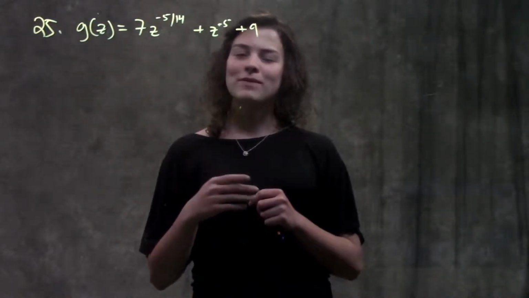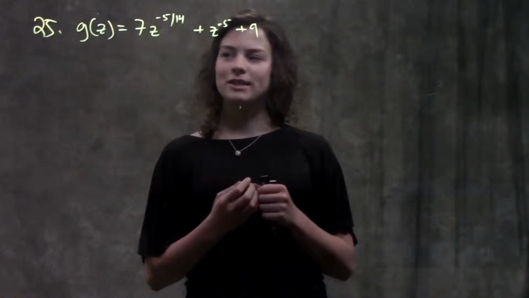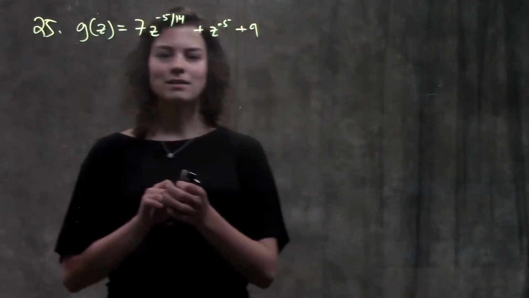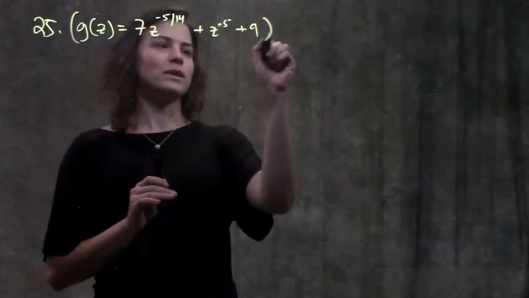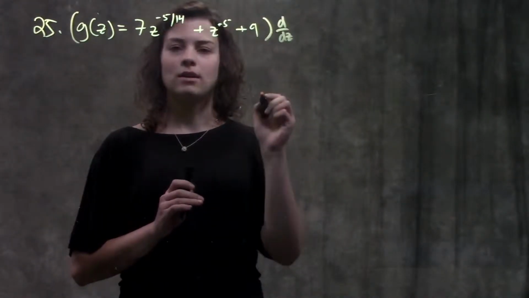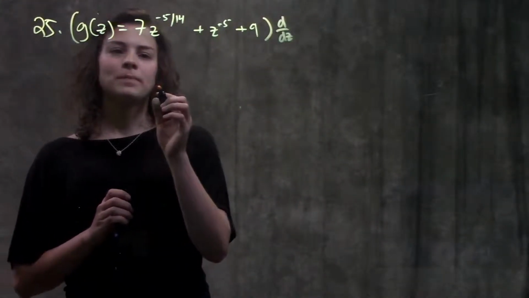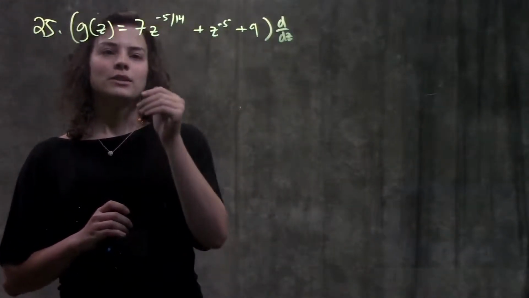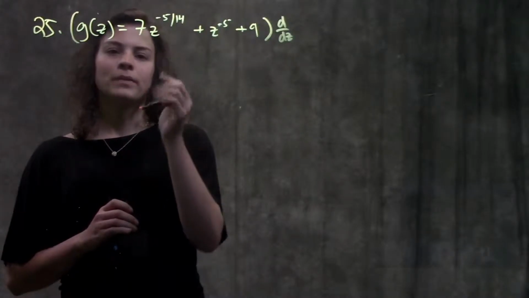Alright, so this is number 25 in your book. It gives us this function, g of z, and it's asking us to find the derivative. So let's go ahead and go through it. We find the derivative, or we can write that d over dz of this function. In order to do that, I'm going to split it up into three different parts. So I have the derivative of this first part.